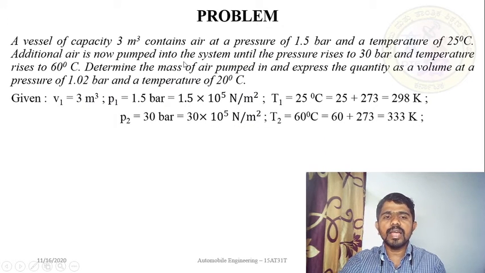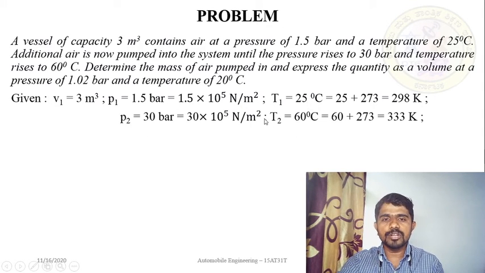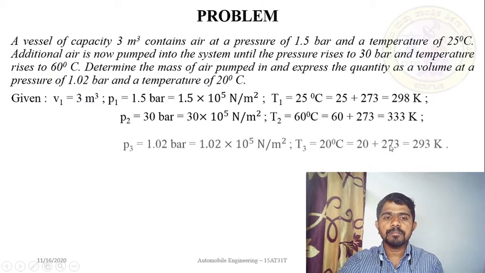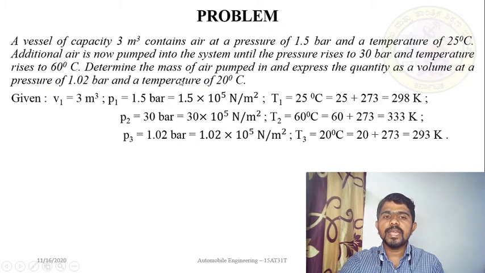So then additional air is now pumped. We don't know the amount of air that is going to be pumped in, but we know the condition: the pressure has risen to 30 bar, I can say that is P2, convert from bar to Newton per meter square. And of course, corresponding to this value of pressure, I can have the value of T2, that is 60 degrees centigrade, which is 333 Kelvin. Fine. And he has also given the third condition, pressure is 1.02 bar, corresponding to that the value of temperature is 20 degrees centigrade, that is 293 Kelvin.